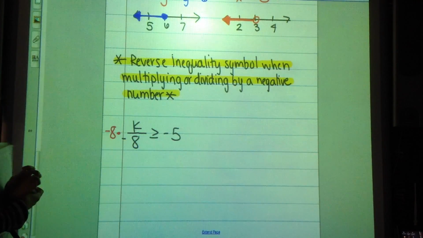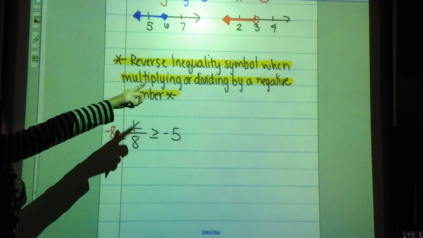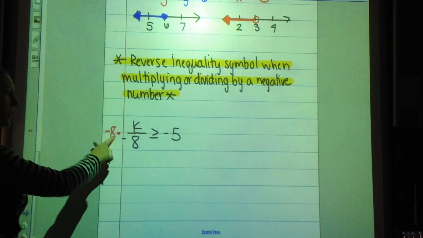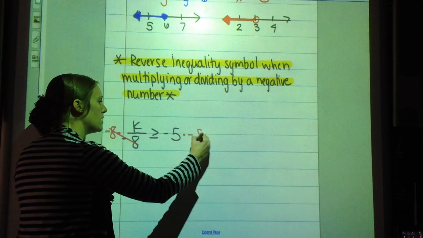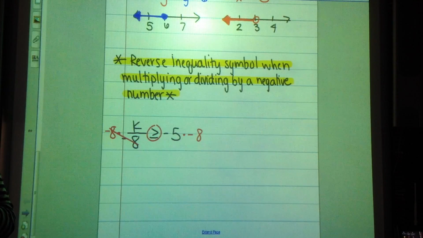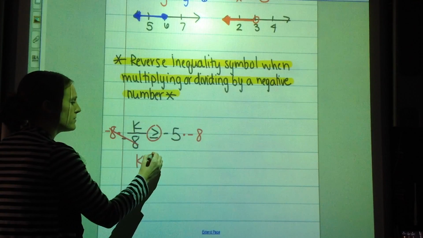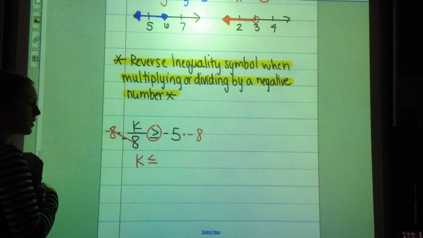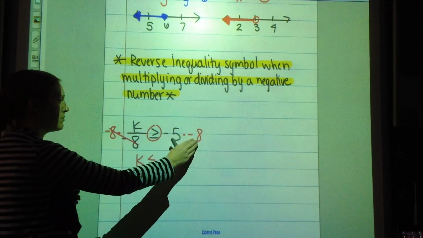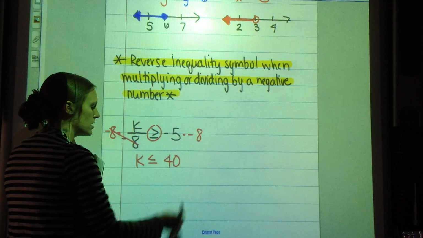Because I'm multiplying by a negative number, that's what it says here, reverse inequality symbol when multiplying by a negative number. I'm multiplying by a negative number. That means I'm going to have to switch this inequality symbol. And so I don't forget at the end, I like to circle it. You don't have to, it's not required. But it helps me remember to go back and switch that inequality symbol. Because I'm multiplying by a negative number. Negative 5 times negative 8 is a positive 40.